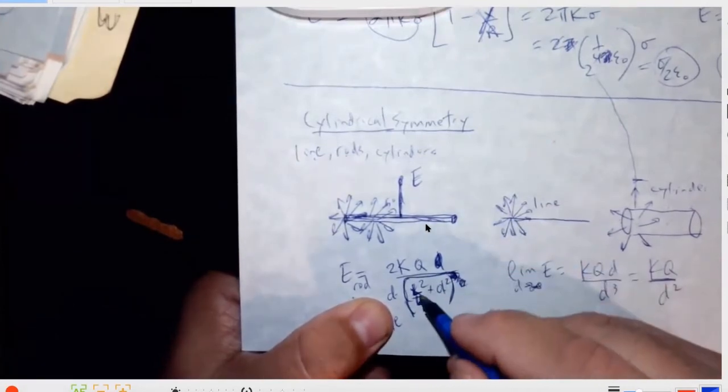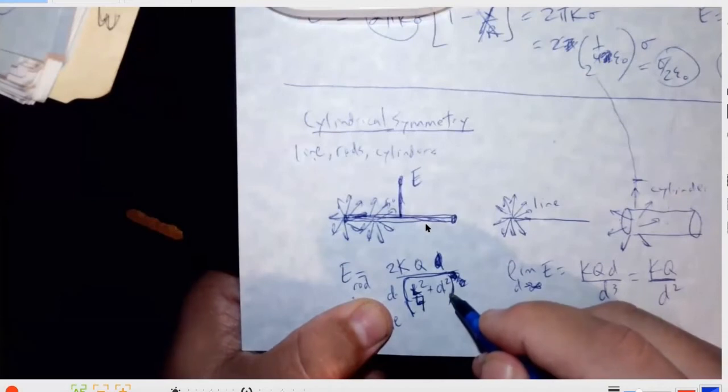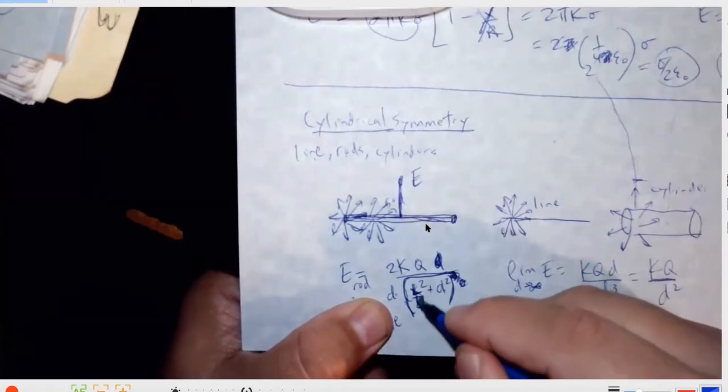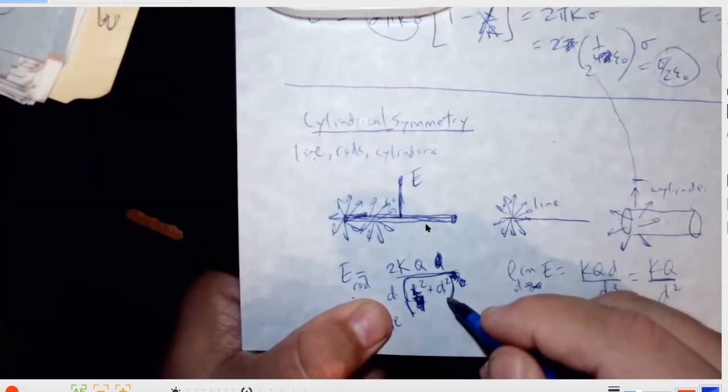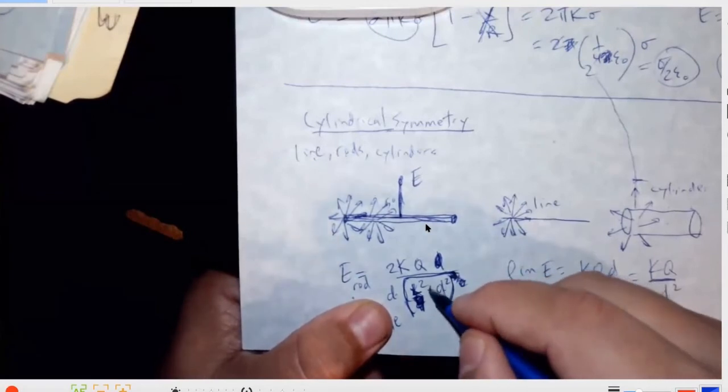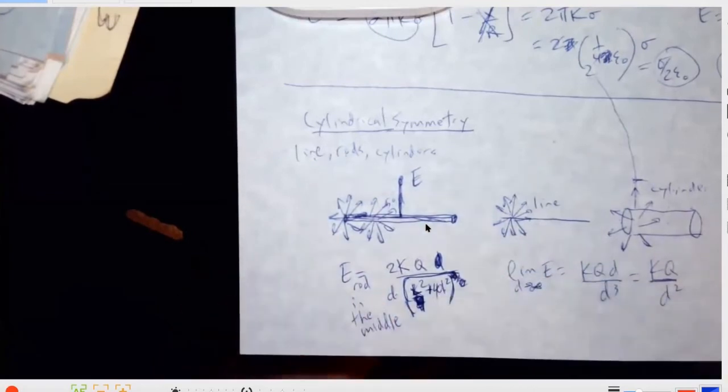Oh, and then what is it? L squared over 4 plus D? No, it was L squared plus 4D squared. Yeah. Oh, I see. Very different.